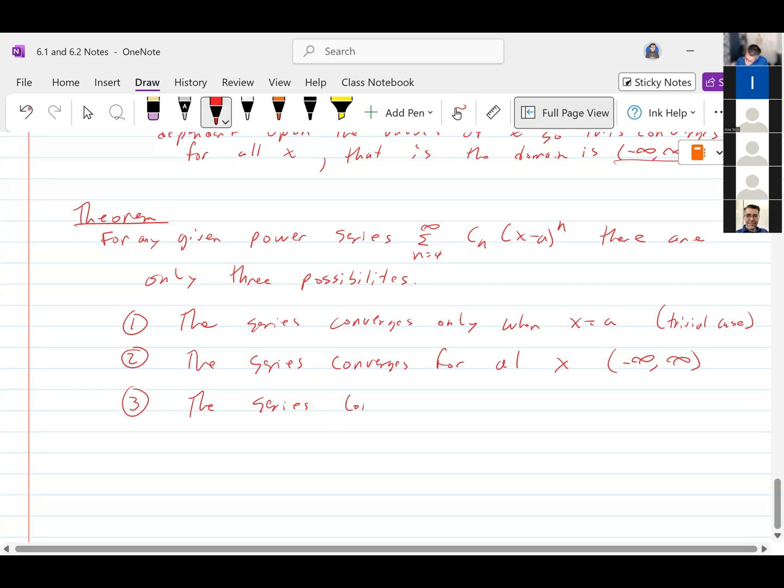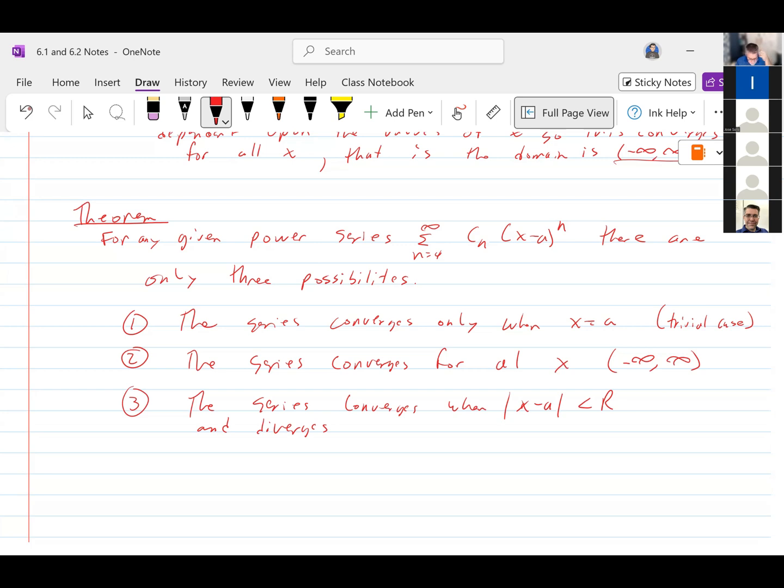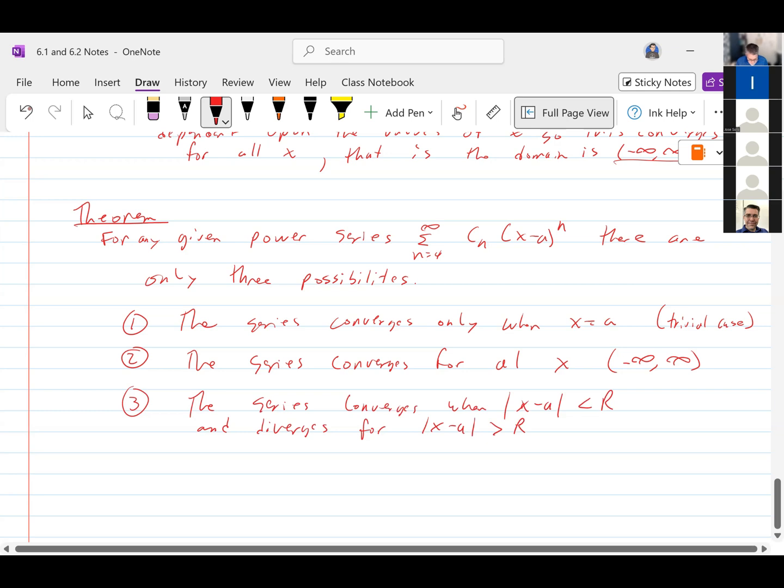Or it's more like example 2, where the series converges when the absolute value of x minus a is less than r, and diverges when the absolute value of x minus a is greater than r, where r is referred to as the radius of convergence.